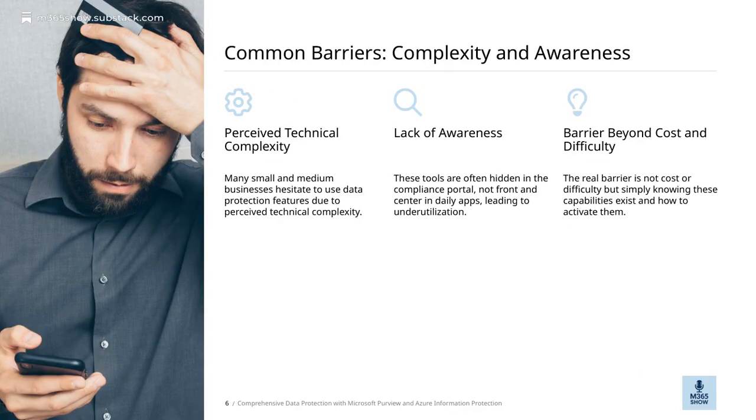Let's talk about some common barriers to adopting effective data protection. Often, people assume the main issues are cost or difficulty, but actually, the biggest obstacle is awareness. Many organizations simply don't know these capabilities exist or how to activate them. These tools, like Microsoft Purview and Azure Information Protection, are sometimes hidden away in the compliance portal, not front and center in the daily apps people use. This makes them easy to overlook and underutilize.